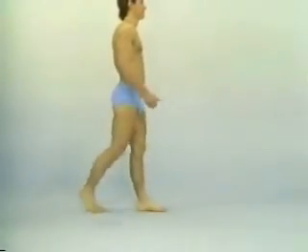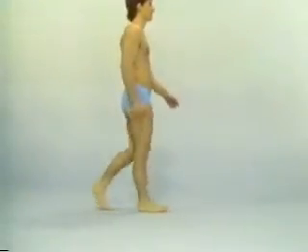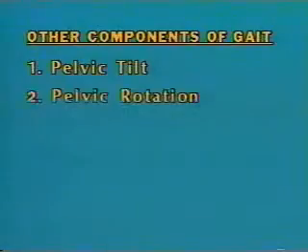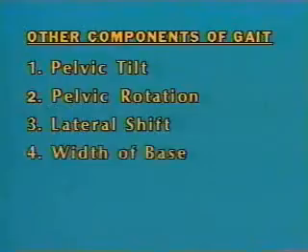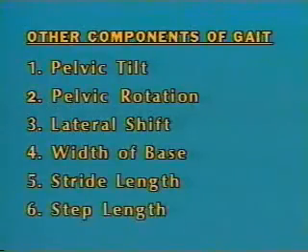As well as the various components previously discussed, there are several other components of gait which the examiner must observe. Pelvic tilt, pelvic rotation, lateral shift, width of base, stride length, and step length.